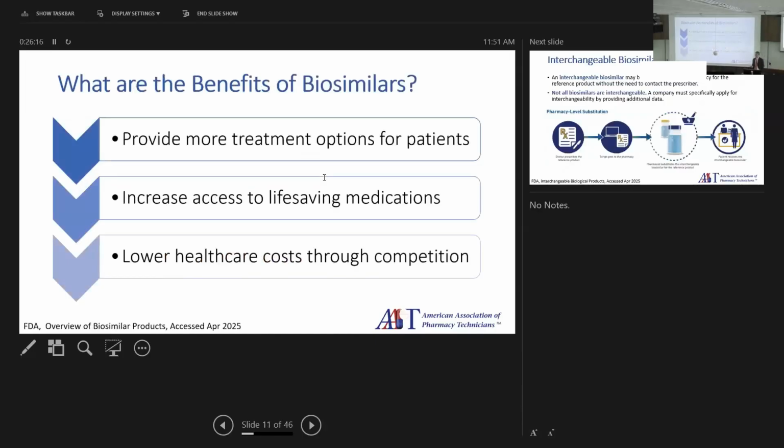What are some benefits of biosimilars? So similar to generic medications, they provide more treatment options for patients, increase access to life-saving or potentially life-altering or disease-modifying medications, and then they lower healthcare costs through competition. We'll look at a figure later about how generic medicines and biosimilars can decrease costs for patients, providers, and insurers through competition.